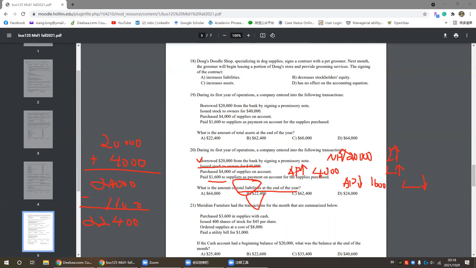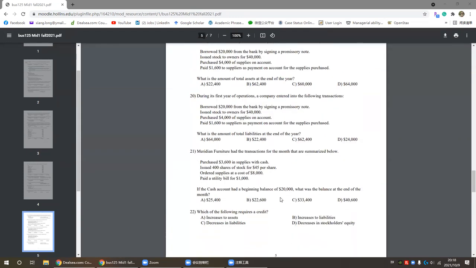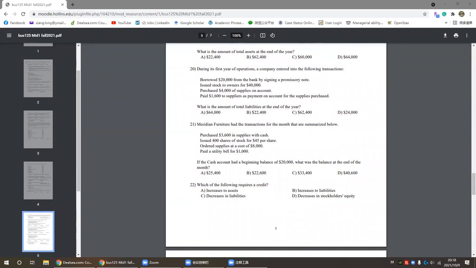Okay, and the next question, question 21. So this is pretty much like question 20. It asks you, if the beginning balance of the cash account is 20,000, what will be the ending balance? So we need to write a T account. Cash is an asset, so we know the balance is on the left side. Whenever cash increases, we need to debit it. Whenever cash decreases, we need to credit it.